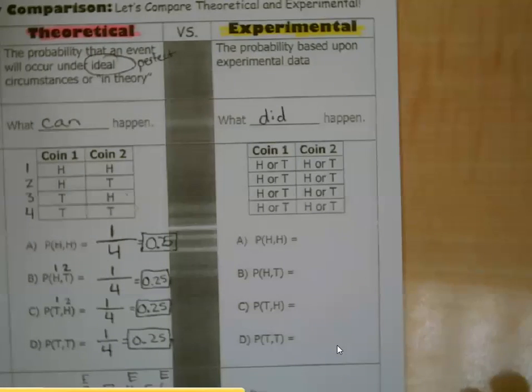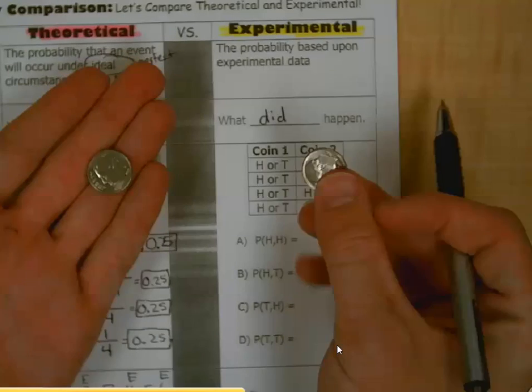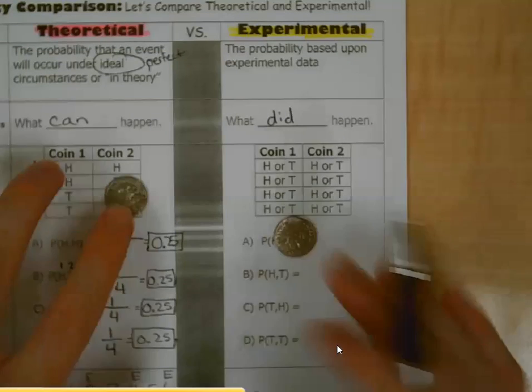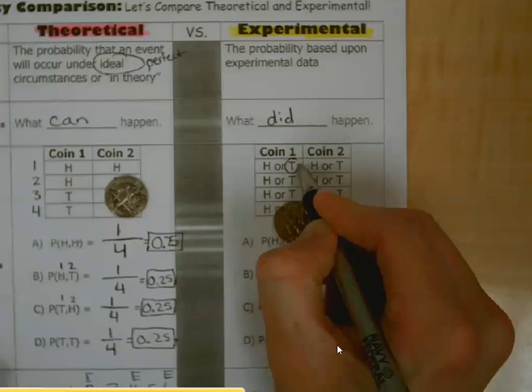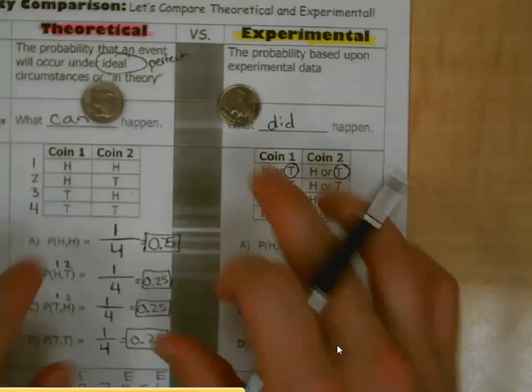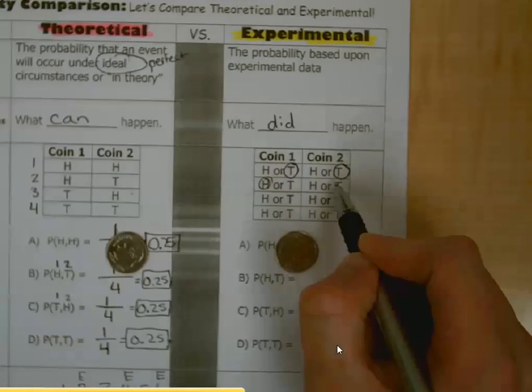Let's start flipping some coins. I have coin 1 and coin 2, and we're going to flip them and see what happens. All right, coin 1 landed tails, and coin 2 also landed tails, so let's record that. On our second try, let's see. Oh, they both landed heads. Coin 1 landed heads, and coin 2 landed heads.